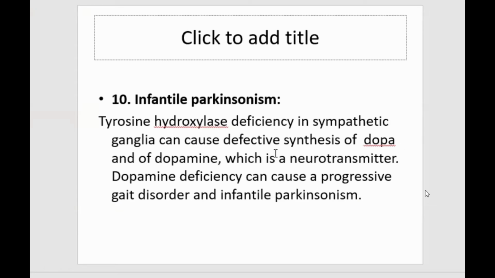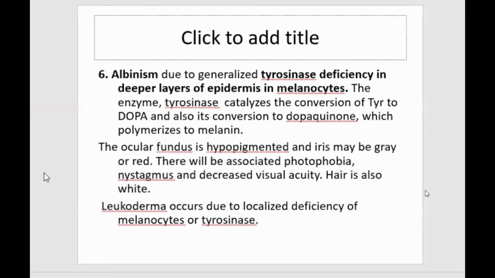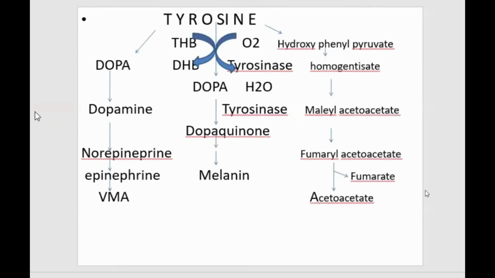Infantile Parkinsonism. Tyrosine hydroxylase deficiency in sympathetic ganglia can cause defective synthesis of DOPA and of dopamine. If you recollect the pathway, tyrosine is converted by tyrosine hydroxylase to DOPA, DOPA by decarboxylase to dopamine, dopamine beta hydroxylase to norepinephrine, and phenylethanolamine N-methyl transferase forms epinephrine.